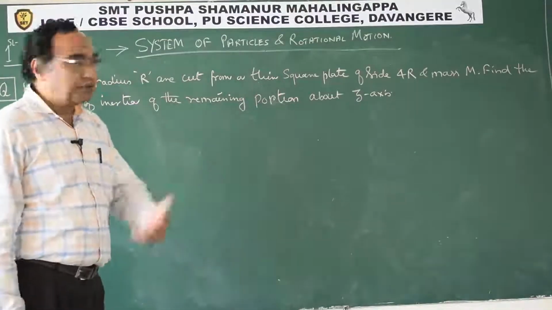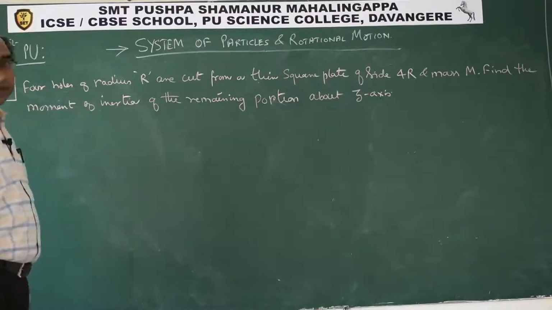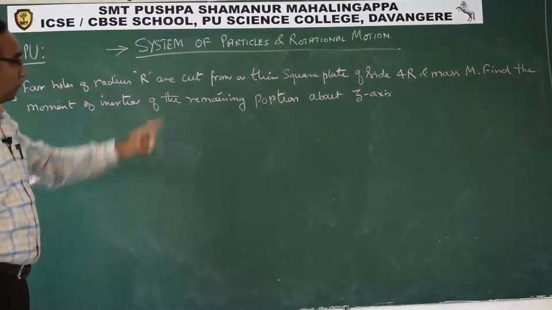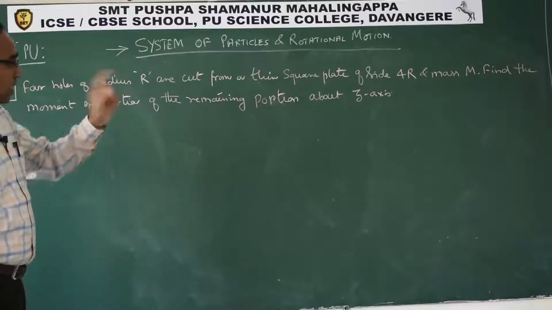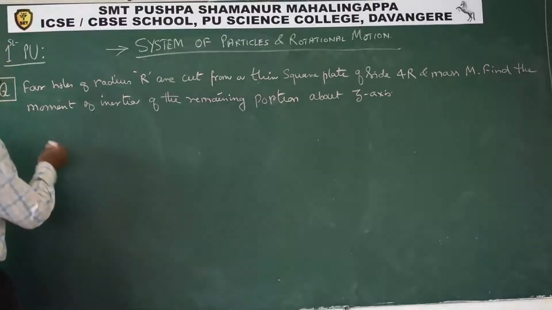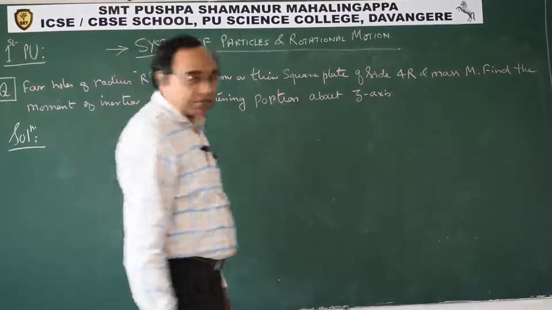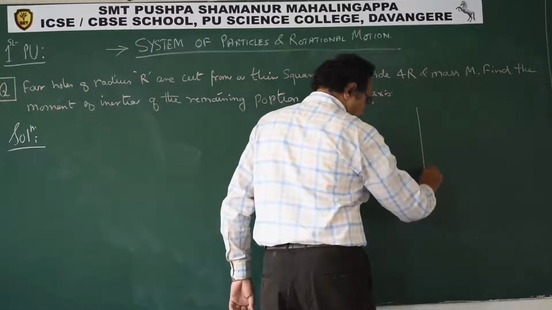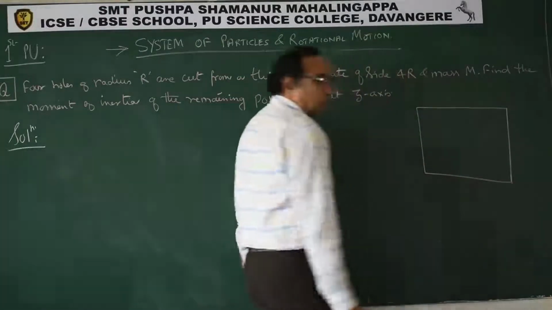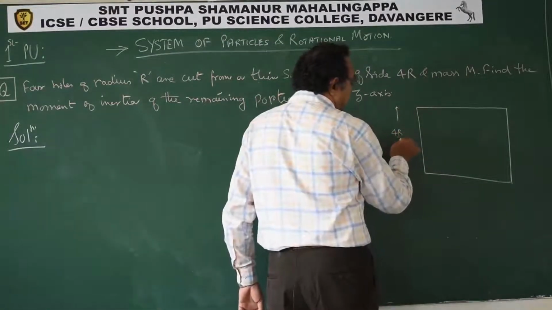So continuing with our discussion, the next question is like this: 4 holes of radius r are cut from a thin square plate of side 4r and mass m. Find the moment of inertia of the remaining portion about z-axis. So if we try to visualize what exactly is given in the question, it is like this. This is a square plate whose side is 4r. It is given.